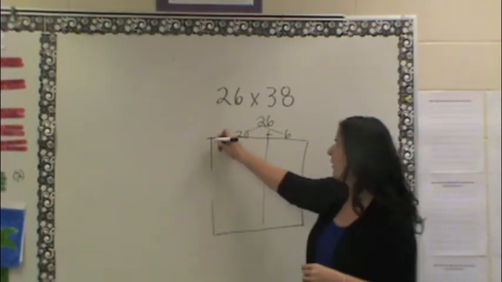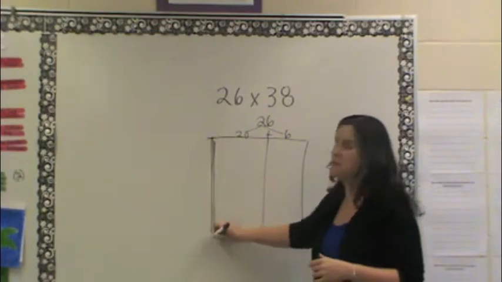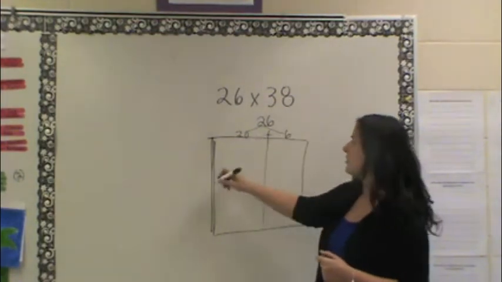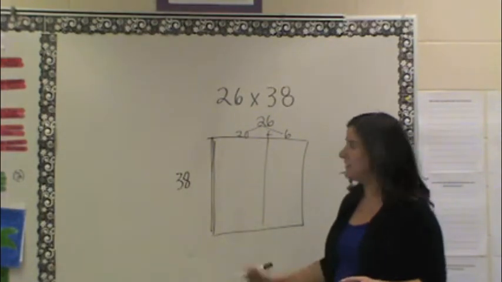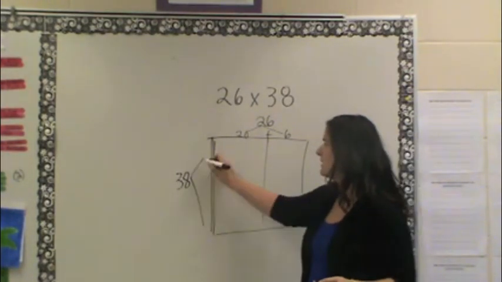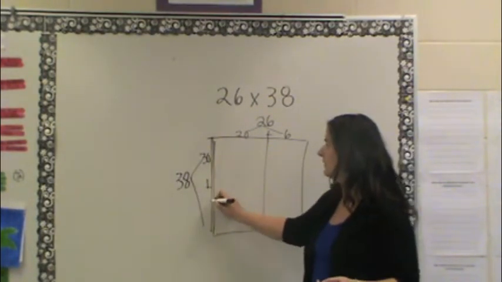Now you want to look at your other length, the other dimension of your rectangle. That measures 38. How can you break down 38 in ways that would make sense? You use the same logic and break it down into 30 and 8.